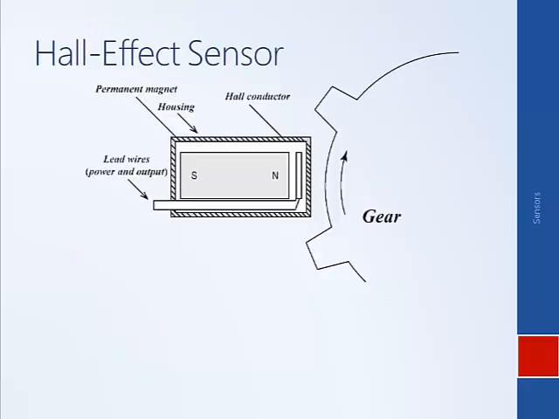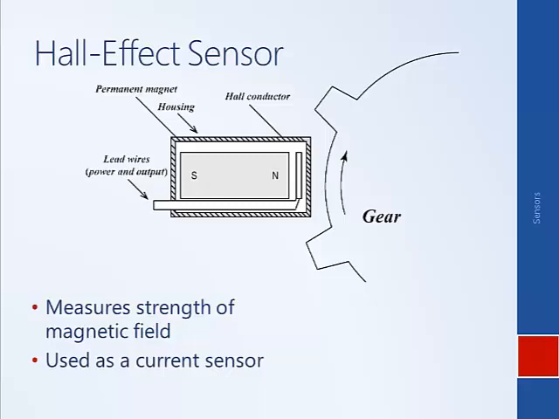Another type of sensor that doesn't work on quite the same principle as a resolver or an LVDT is called a Hall effect sensor. This is a Hall effect sensor, and it can be used to measure the strength of a magnetic field. And since current generates a magnetic field, it can be used as a current sensor. It can also be used to measure speed or position.